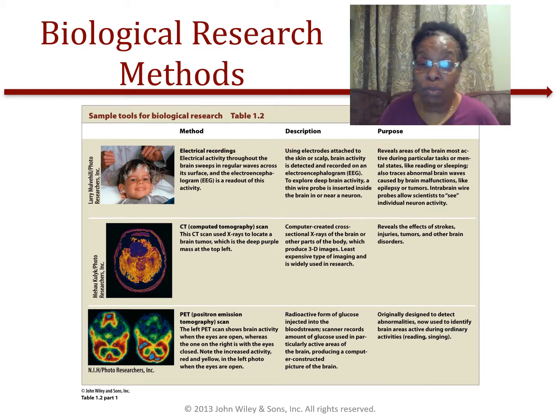And the PET scan is more radioactive, and it utilizes glucose that they place within the bloodstream. They look from the scanner to see if any glucose is used in the active areas of the brain, which would produce computer-constructed pictures. Again, this would help us see and dissect whether there's any abnormalities within the brain itself.